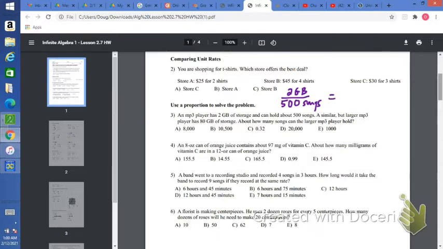That's going to equal the larger MP3 player. It has 80 gigabytes of storage. But we don't know how many songs it can hold, so we're going to replace it with x. Make sure that if you started with gigabytes up top, over here you have gigabytes up top as well, and songs are both on the bottom. You want to make sure those are matched up, and now you can cross multiply.